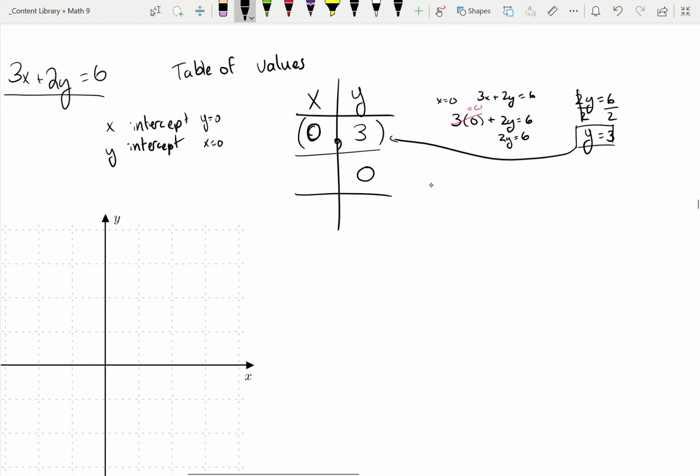For the second point here, now I have y is equal to 0. So I have the equation 3x plus 2y is equal to 6. Oops, sorry, let me clean that up.